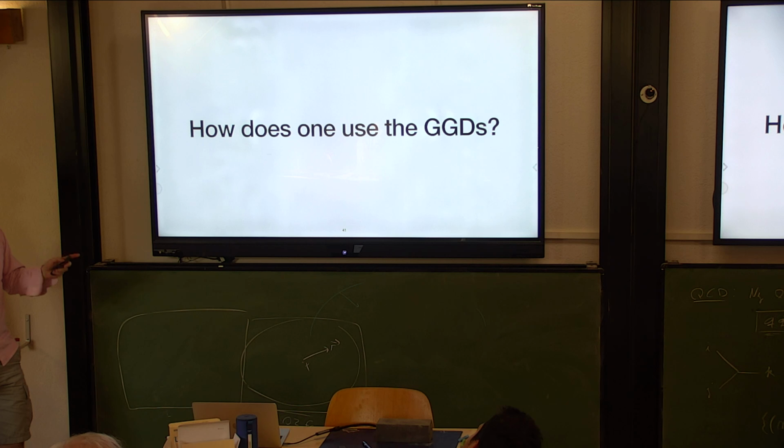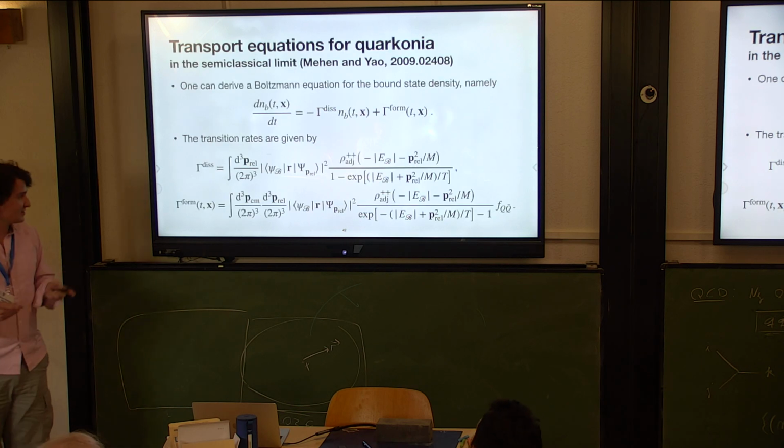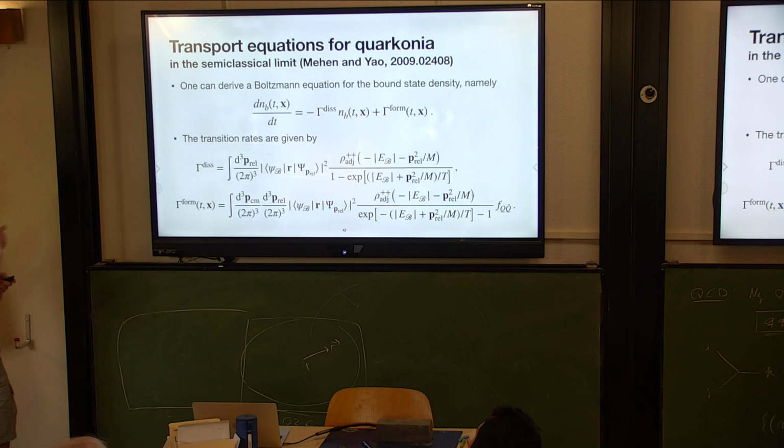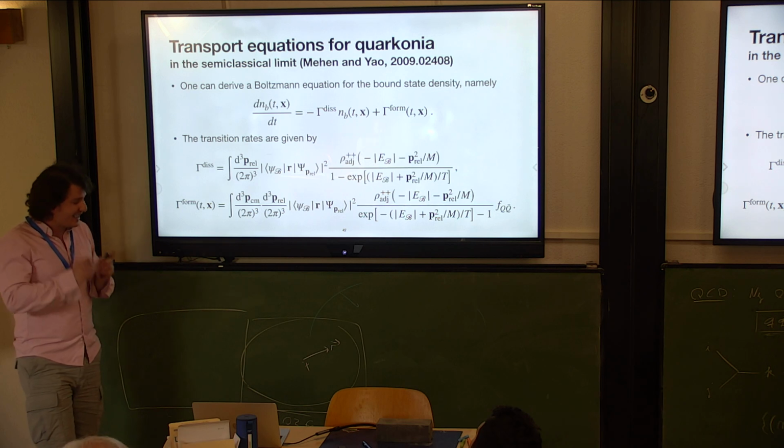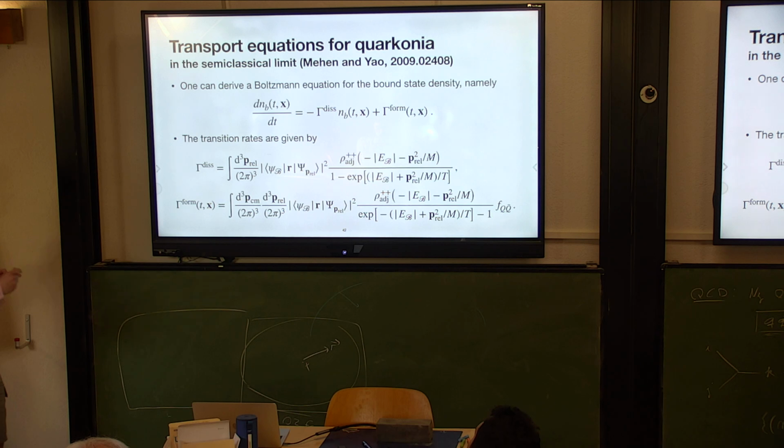Well, again, I'm getting ahead of myself. How do you use these things? Or rather, how people would use these things. If you stay in the mindset that quark-gluon plasma is weakly coupled, you can do some more approximations and derive a Boltzmann equation for how these bound states evolve over time.